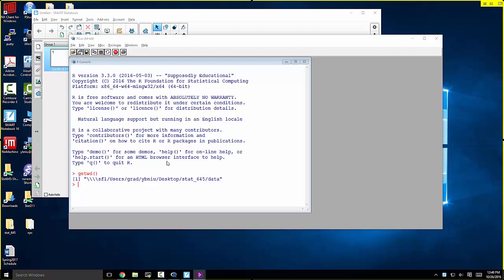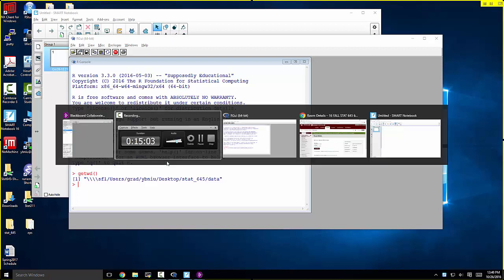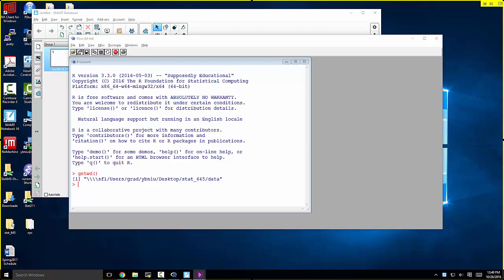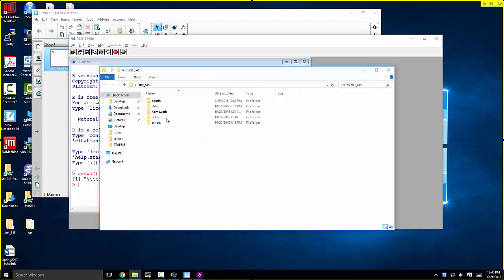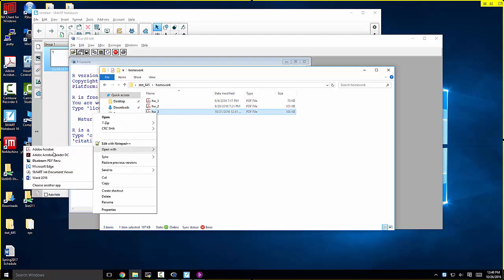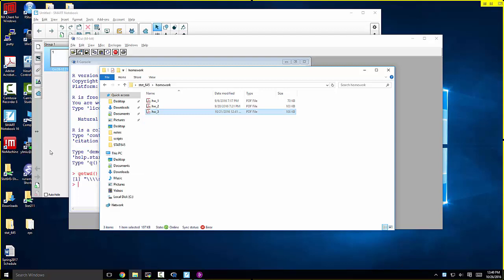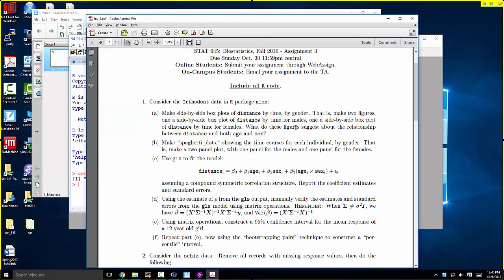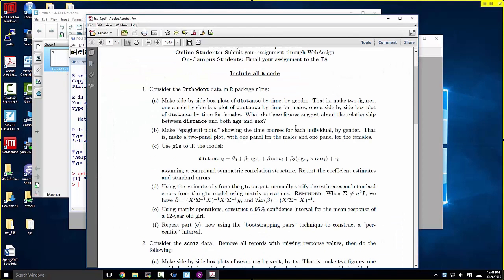In the Q&A last night, I gave some tips on the homework, and I announced that number 1D would be extra credit. So let me just remind us what that is. In number 1, you're working with the orthodont data, and you're going to use GLS to do correlated data regression.